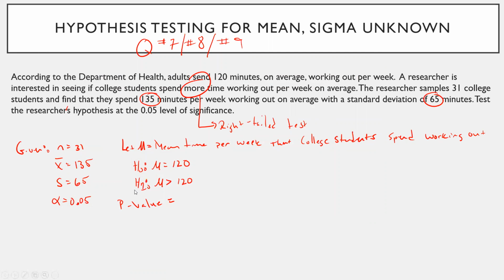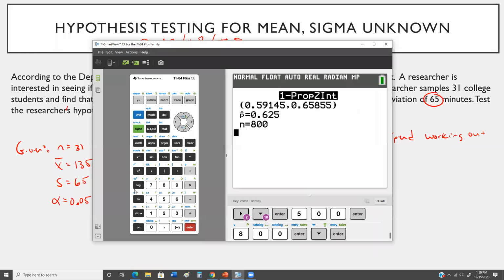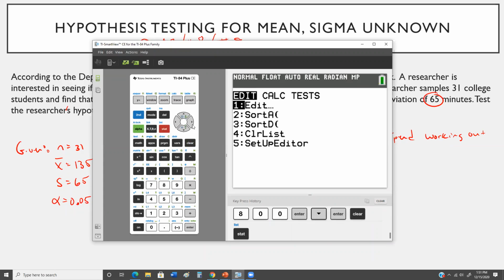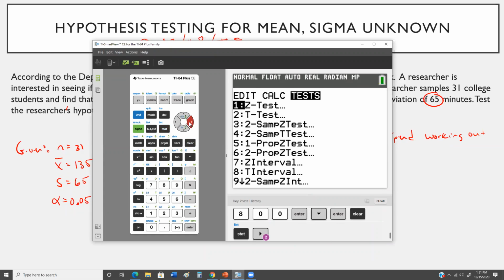So let's grab our calculator for this. I'm going to go over to stat. I'm going to scroll over to test. Does anybody know what option this is for this problem? Yeah, thanks in the chat. It's option number two, so it's a T test. I'm even going to put that in the slides for you here.